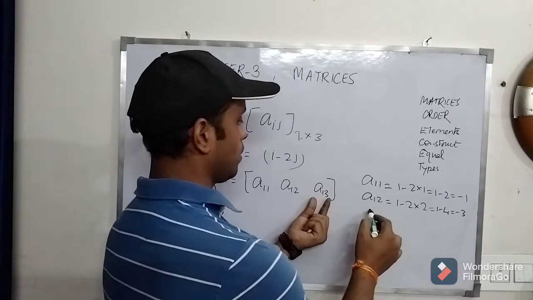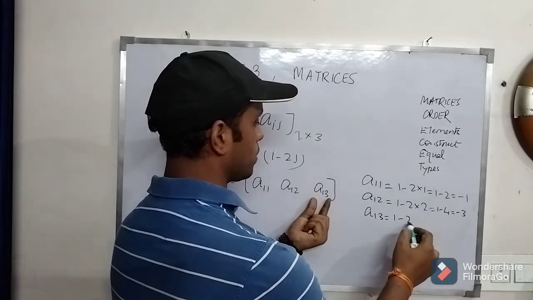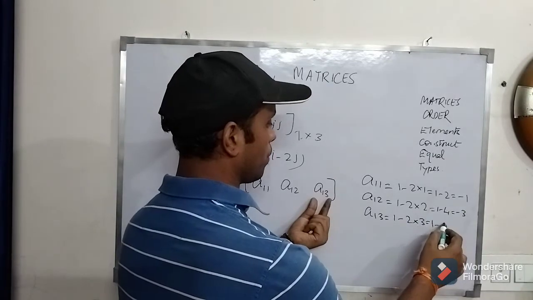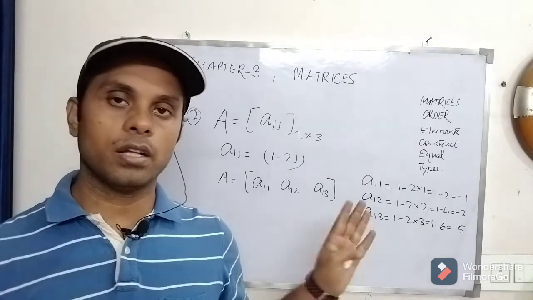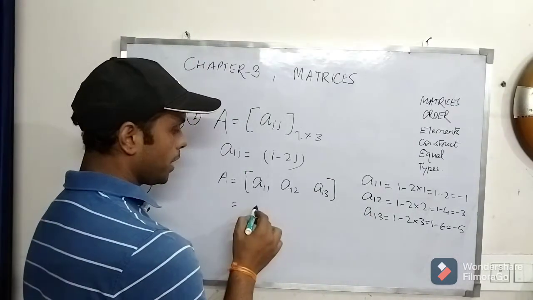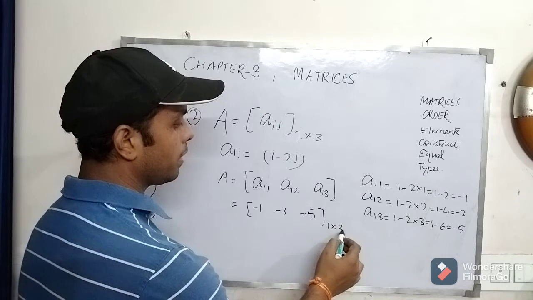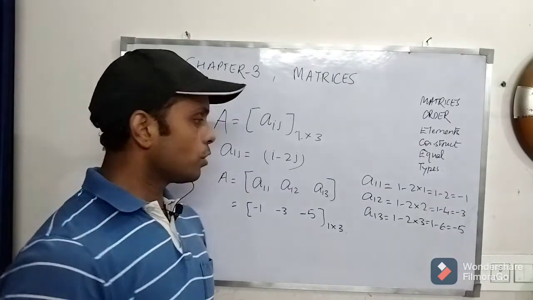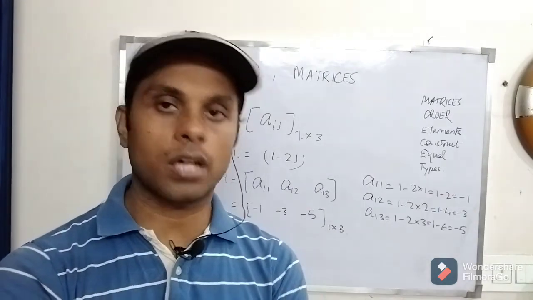Now put 1 and 3. So 1 minus 2 times 3, 1 minus 6, which is minus 5. So we find all the 3 elements, put them here in the dummy matrix to obtain the required matrix. So this is the required matrix of order 1 by 3. So this way, friend, we construct a matrix of given order.